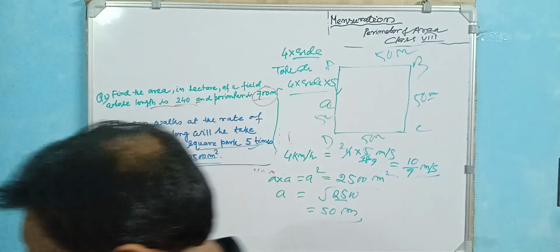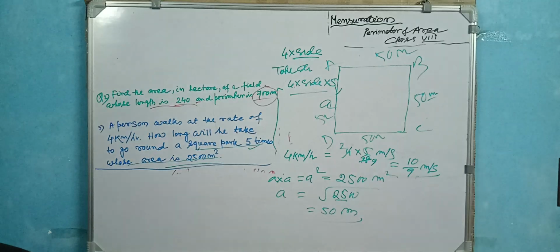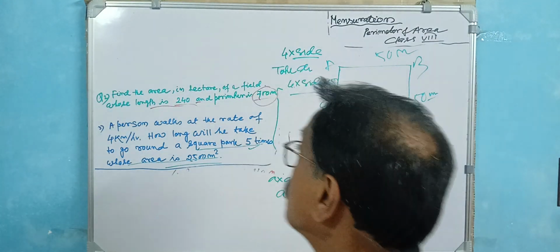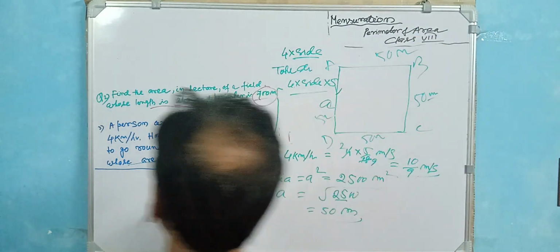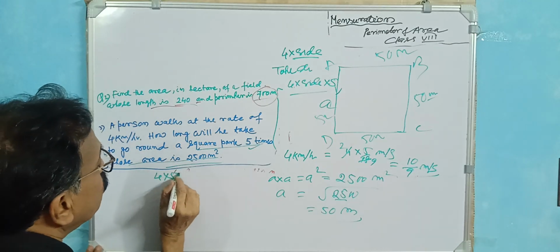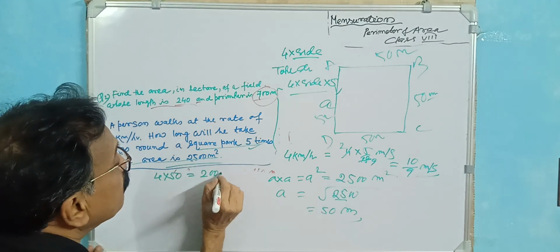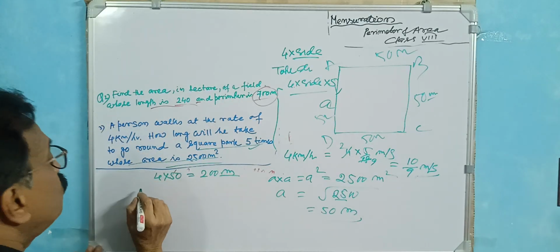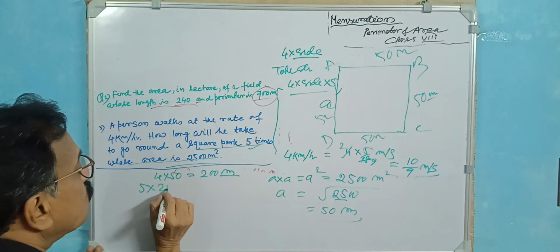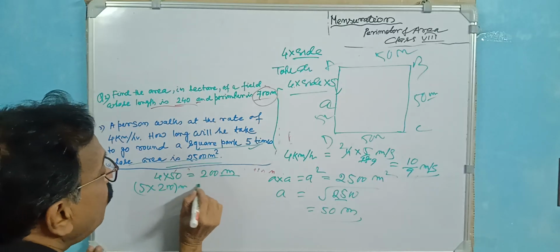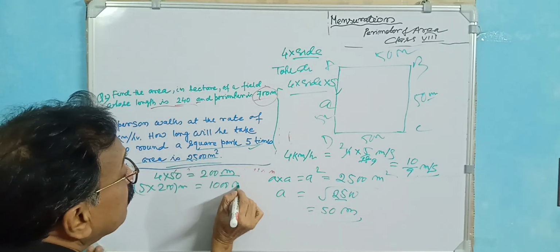You are clear on the side. You calculate the side. Now, what is the perimeter? Perimeter is 4 into side. So 4 into 50, so this is 200 meter, the perimeter. 5 times round, so 5 into 200. What is the total distance covered? This is meter. So 1000 meter distance covered.